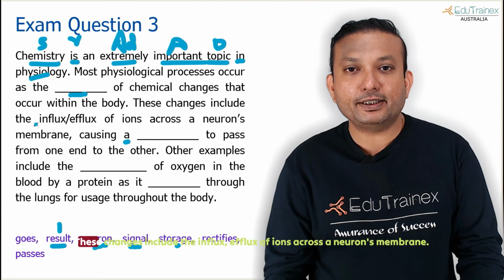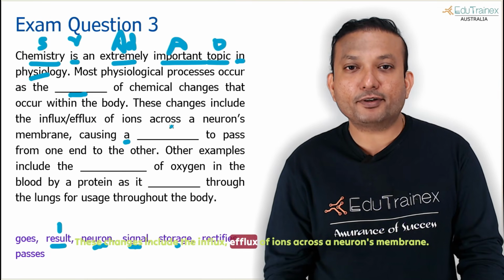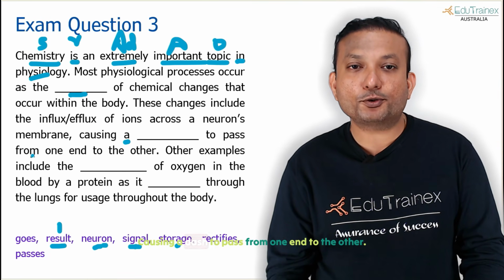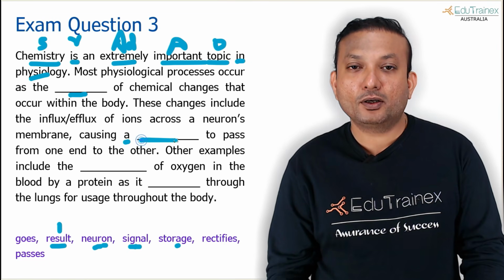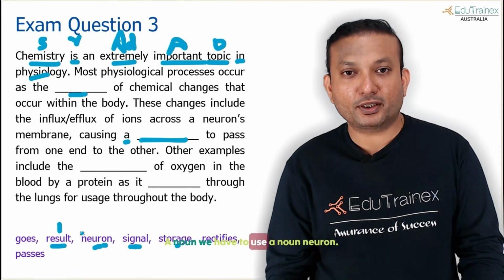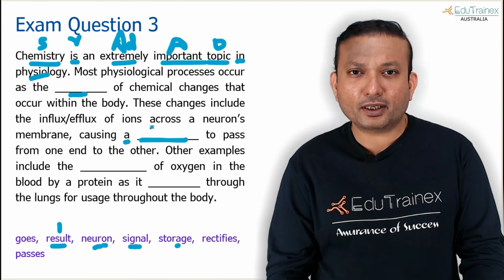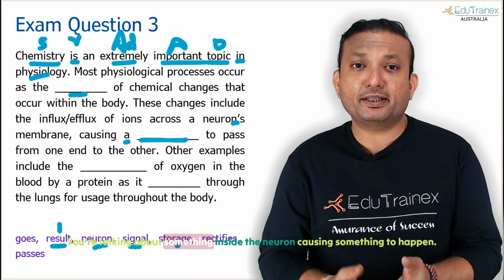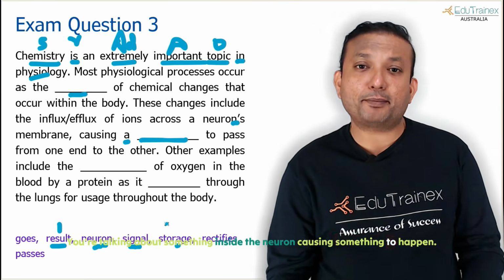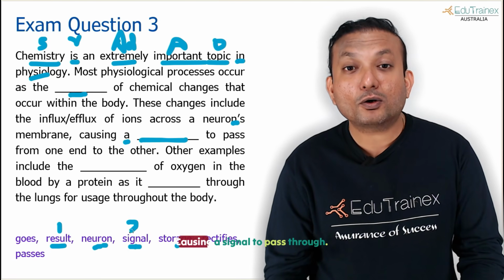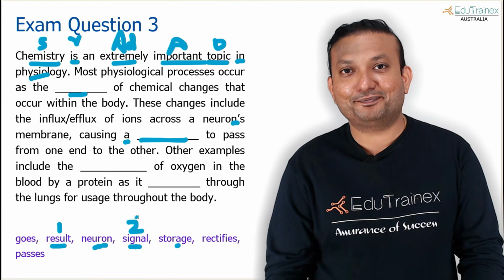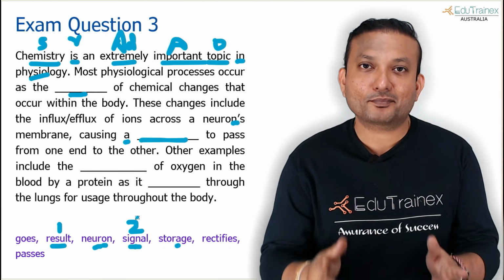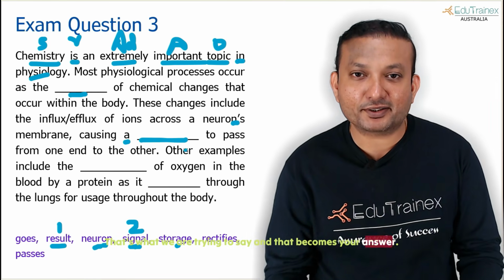Read it. These changes include the influx, efflux of ions across a neuron's membrane, causing a dash to pass from one end to the other. A, now you have to use a noun. Neuron, you can't use it, it's not making sense. Neuron's membrane, you're talking about something inside the neuron causing something to happen. What is happening? Causing a signal to pass through. Signal is passing through from one end to the other. That's what we are trying to say, and that becomes your answer.